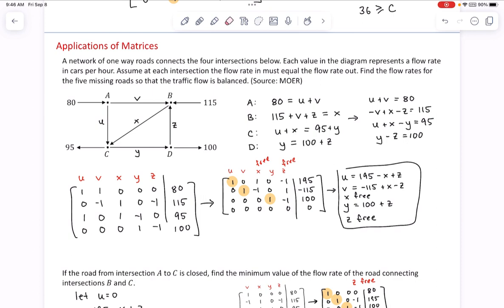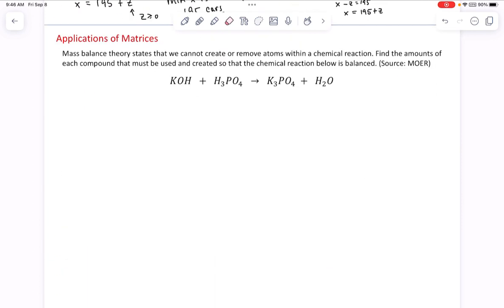Okay, let's go to the next slide. This problem is about chemical reactions. Mass balance theory states that we cannot create or remove atoms within a chemical reaction. So this is when two compounds are combined, have a reaction, and produce two new compounds. Find the amounts of each compound that must be used and created so that the chemical reaction below is balanced.